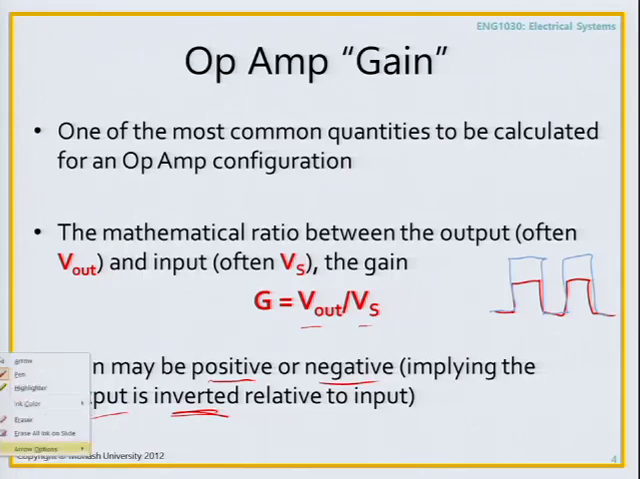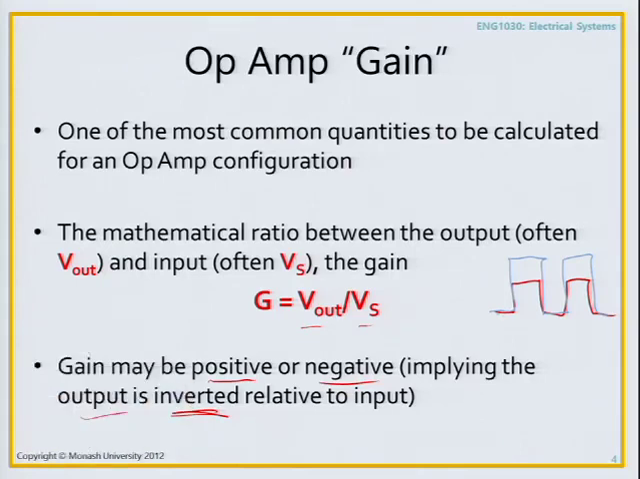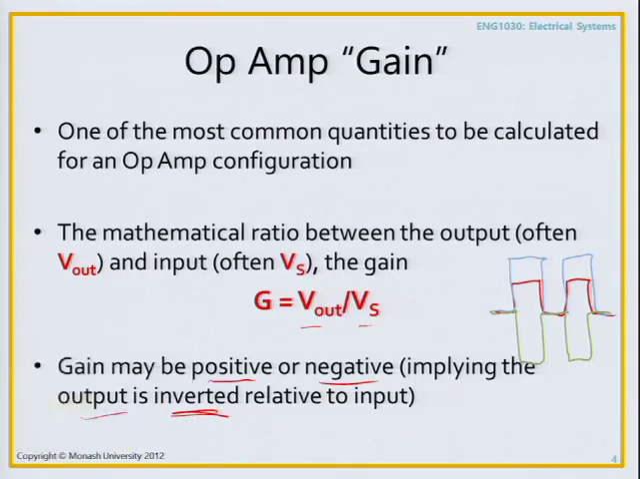And at the same time, it's possible to have negative gain. And negative gain would look something like this. So the signal is increased in amplitude, but it goes in the opposite voltage direction. Okay, so that's the first key thing to realize about gain. It can be negative or positive.